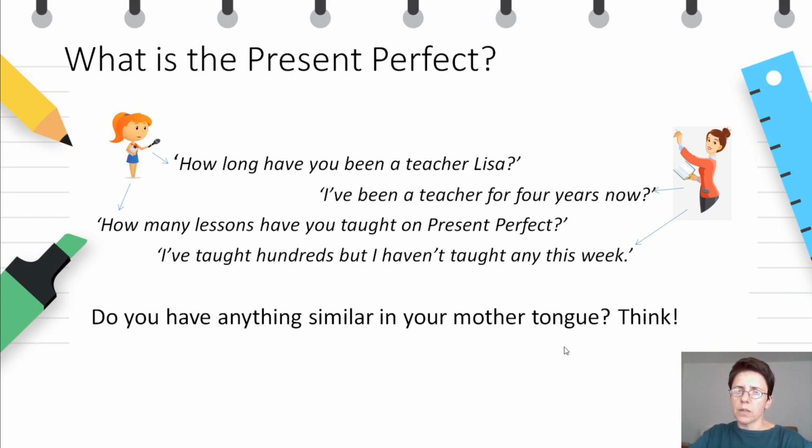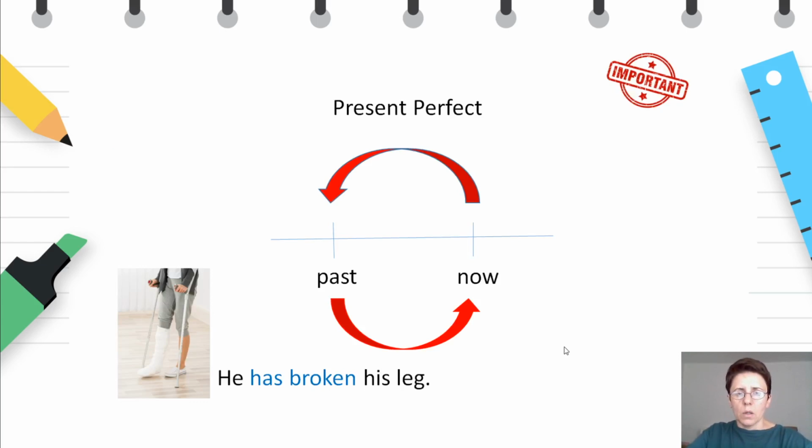The present perfect is a tense that has no equivalence in many languages, but we use it a lot in English. Today, we are going to see how we use the present perfect in many ways. When learning about the present perfect, there are two important points to keep in mind. First, we should keep in mind that the present perfect connects the past with the present.